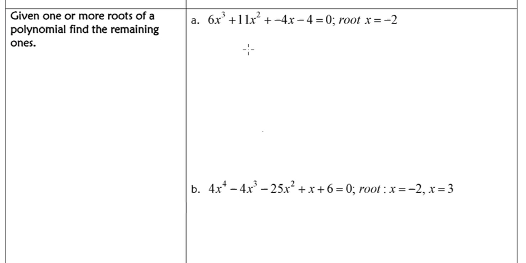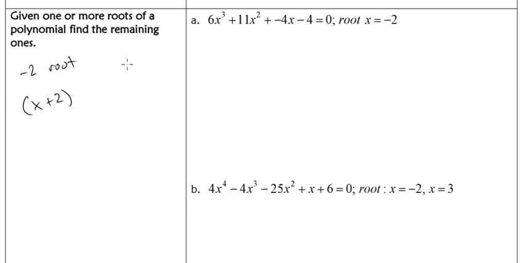All right. Given one or more roots of a polynomial, find the remaining one. So if we're given the roots, specifically the root on the first one is -2. If that's our root, that would come from a factor of x plus 2.